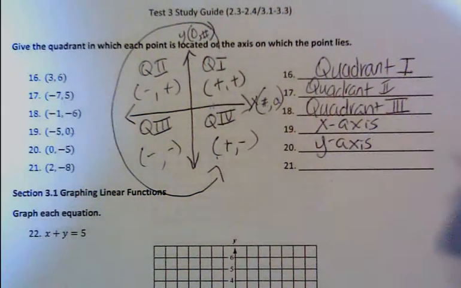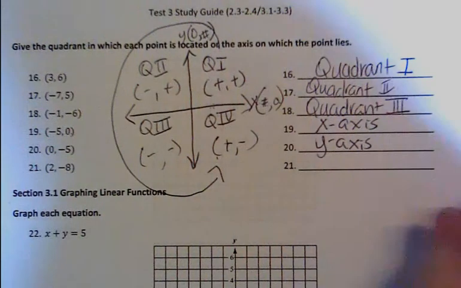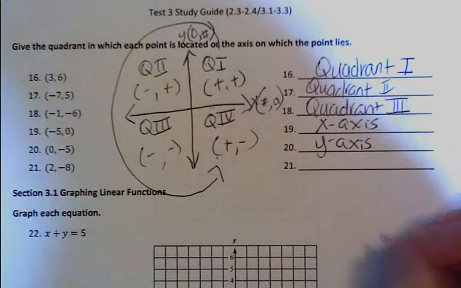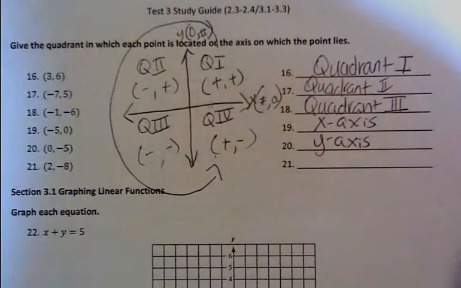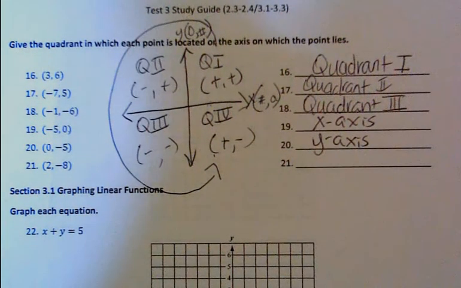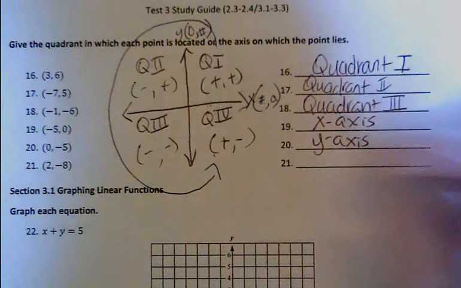If you need to draw your own little coordinate plane down here so you can practice plotting them to see where they're going to lie, I don't care. That doesn't bother me at all. And then problem number 21 is a positive, negative, which is going to lie in quadrant 4.